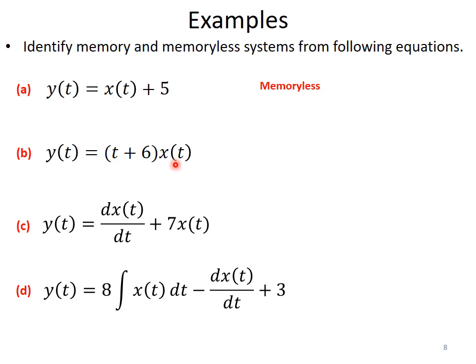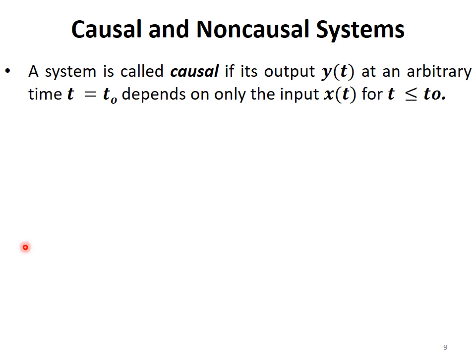Similarly here, y of t depends upon the instantaneous value of x of t, so this system is memoryless as well. However, in this equation you can see we have a derivative operation, and y of t does not depend only upon the instantaneous value, but also the rate of change of x of t, right? So this makes it a system with memory. It has the capacity to store energy. Similarly, in this equation y of t does not only depend upon the instantaneous value of x of t, but also the past value of x of t as well as the future value of x of t.